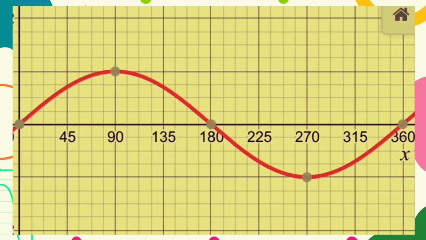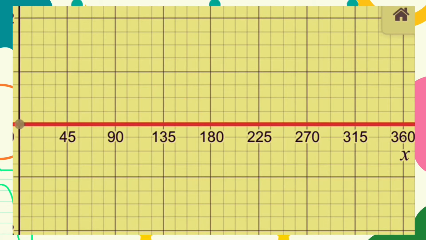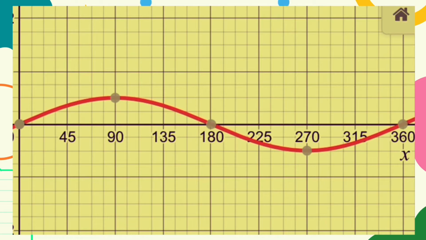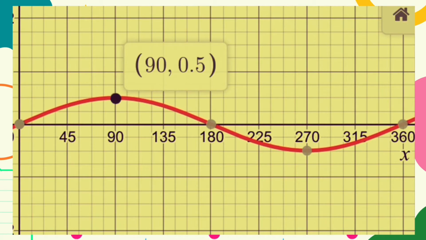So if you add 1 with negative 1, you will get 0, but the magnitude is 2. That means you take 1 plus 1, the magnitude, then you divide by 2. So that is called amplitude. Amplitude is 1. So I'm going to change the amplitude to a smaller value, which is 0.5. As you can see, this point is 90 degree and 0.5.